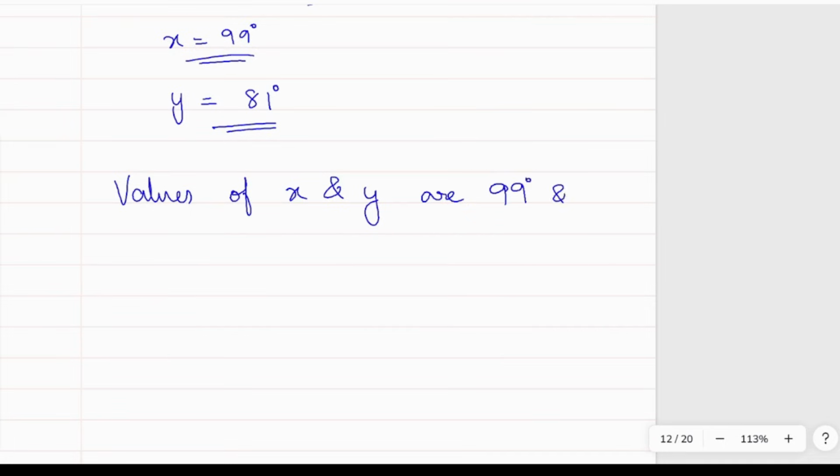99 degree and 81 degree, right? Respectively. Okay, clear?